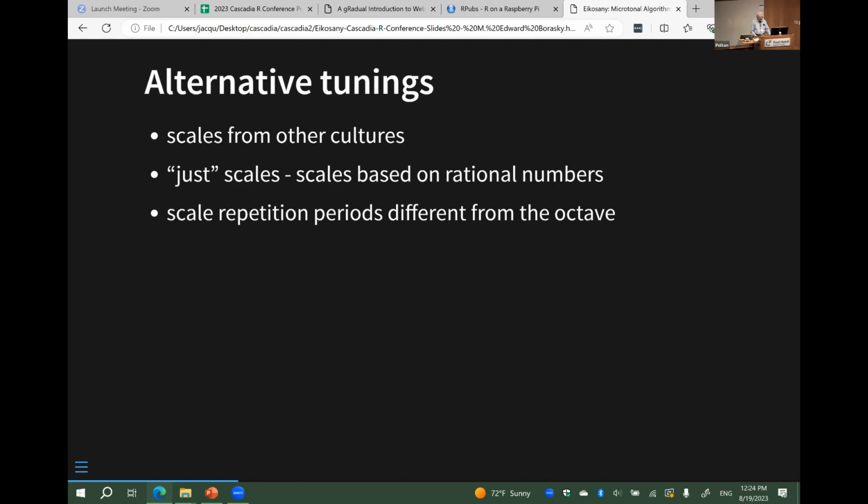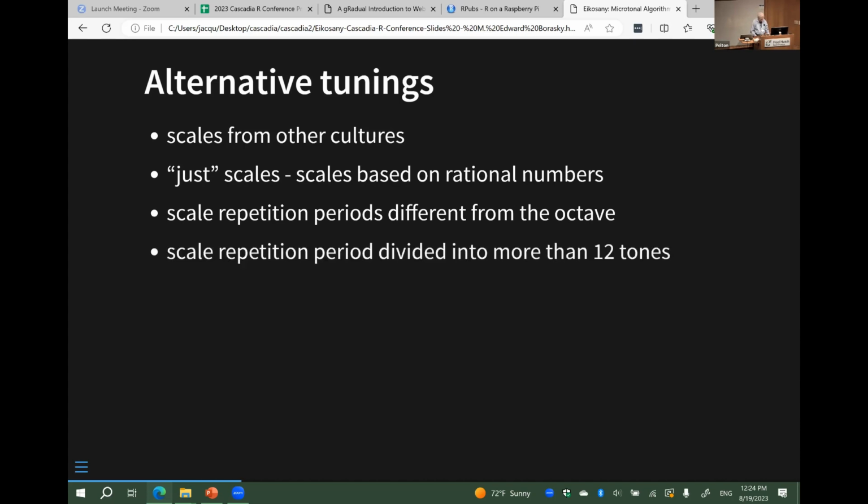Now, the scale repetition period can be different from the octave. There are a couple of fairly well-known scales that use a period of 3 instead of 2. So it's a perfect 12th, and it's divided into 13 equal tempered steps. That's one that's very common. And then there's the scale repetition period divided into more than 12 tones, and combinations of the above. That's where it gets really interesting, because there's an infinite number of possible scales.